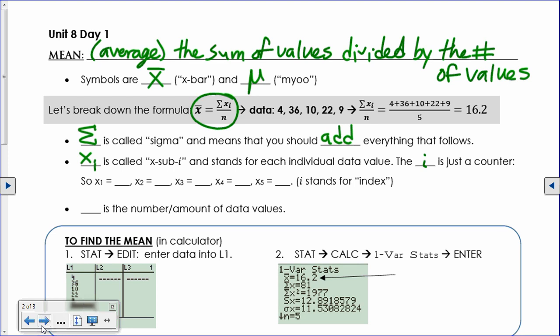It's the first number, which is what? 4. X sub 2 means it's the second number, which is, okay, x sub 3 is the third number, which is 10, x sub 4, 22, and then 9. So the I just stands for index in this situation, and the index is a counter. It tells you which particular value they want you to look at. Okay? And then N stands for the number of data values. So that was kind of all the symbols in your formula. That's what they all stand for.